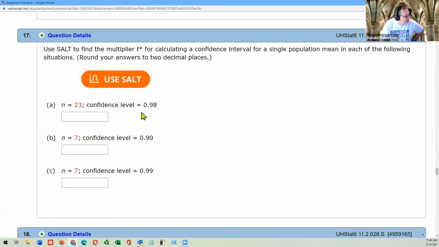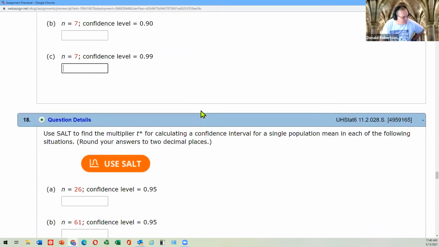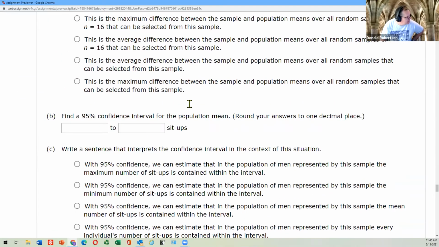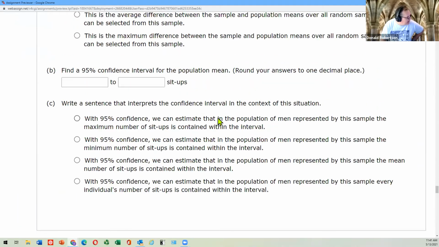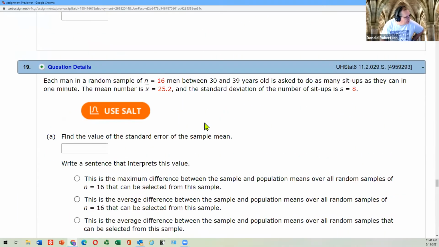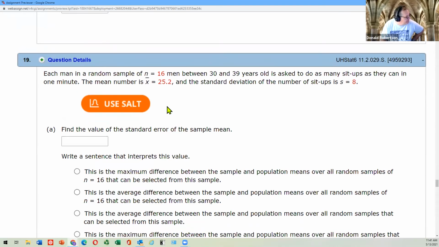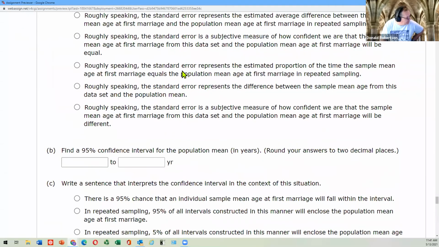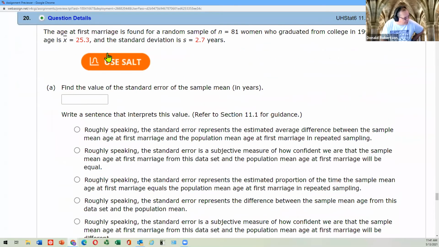Find magic t-scores again. That's all that is. Find some magic t-scores again. Oh, and find a 95% confidence interval for this story. And find a 95% confidence interval for this story.